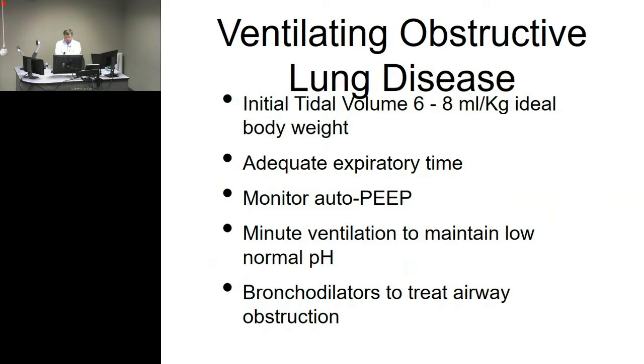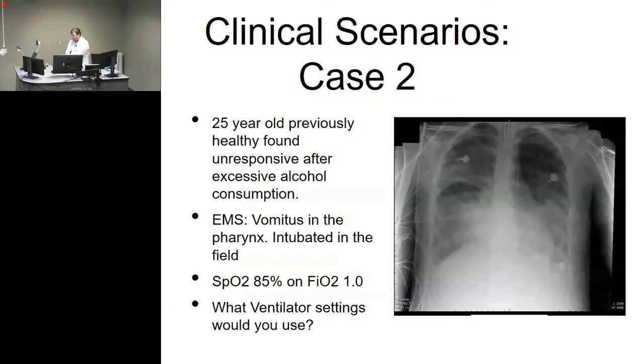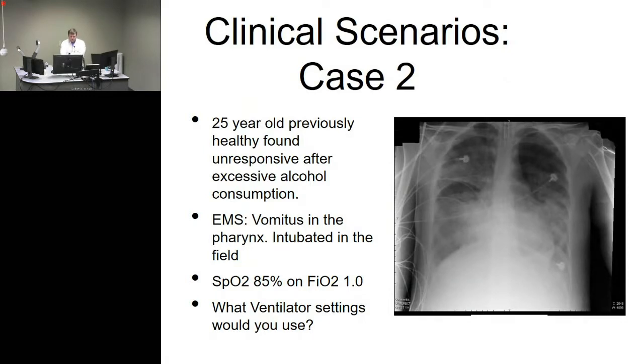Okay, so case scenario number 2. This is going to be poor compliant lung. Previously we were talking about high airway resistance. Now we're talking about poor compliance, or decreased compliance. So your 25-year-old goes out partying, drinks too much, gets found unresponsive. EMS intubates her in the field. They note a bunch of secretions and vomit in the airway when they're tubing her. Sats are 85 on 100%. What do you want to do?